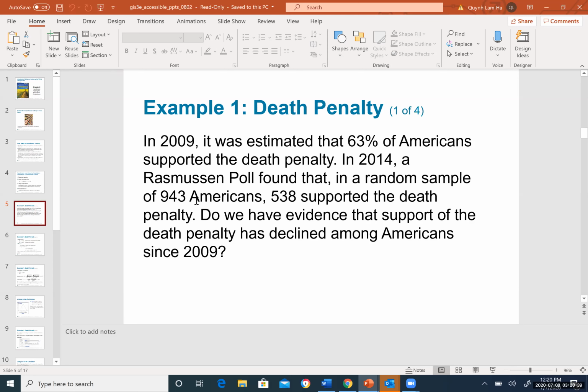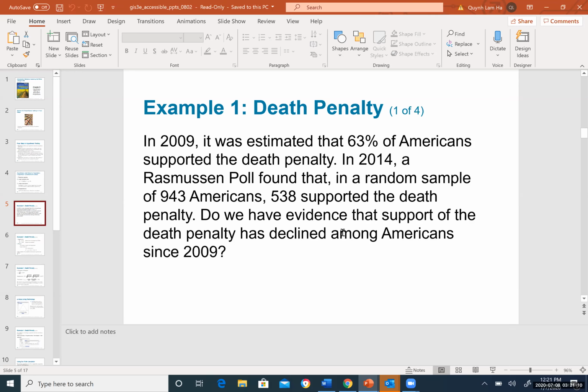And 943 is the total of all Americans, in another word, that would be your n. That's the sample size, the total of the people who are being asked if they support the death penalty. And the question is, do we have evidence that support of the death penalty has declined amongst Americans since 2009?